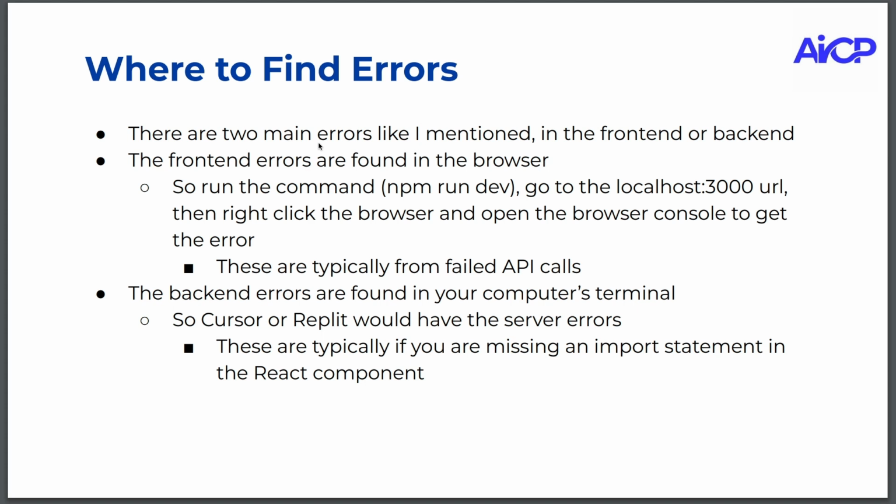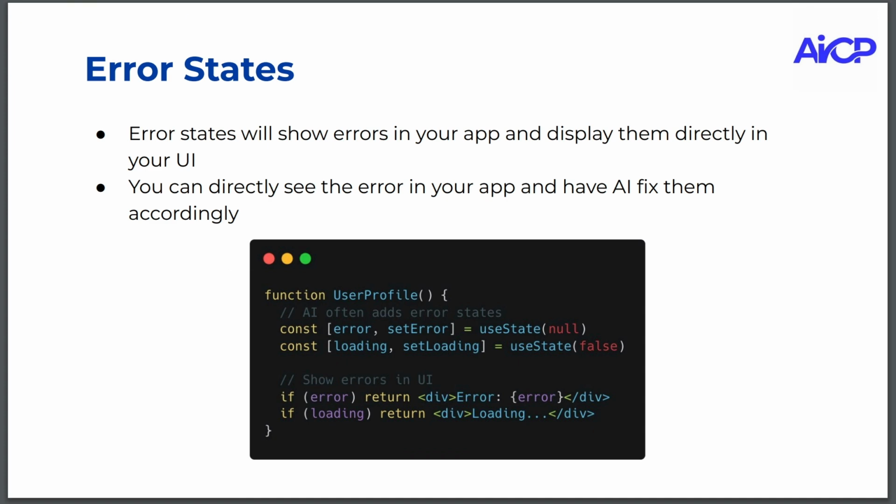Now the backend errors are found directly in your computer's terminal. So if you're using Cursor or Replit, you can simply scroll up from the bottom, get the terminal, and it'll show you what's actually going wrong inside your code there. These server errors or backend errors are essentially if you're missing an import statement in a React component or something else.